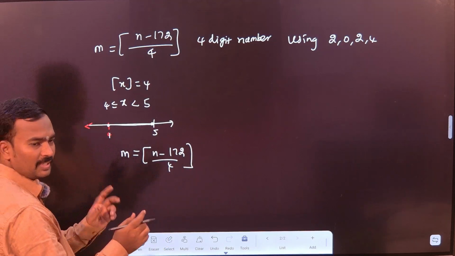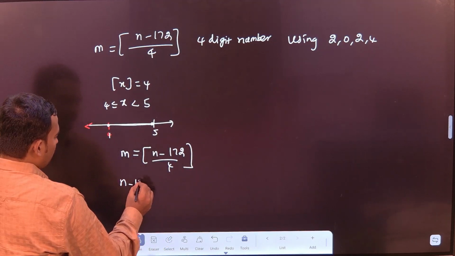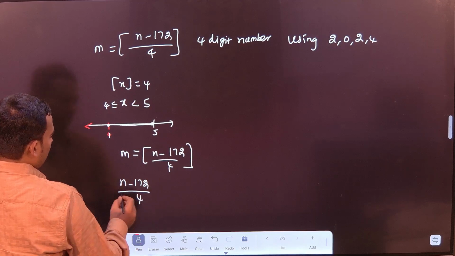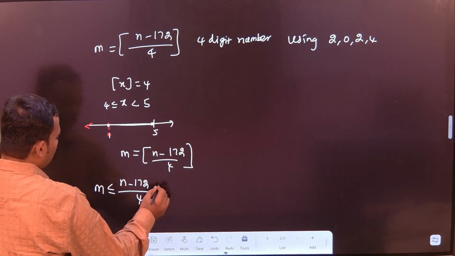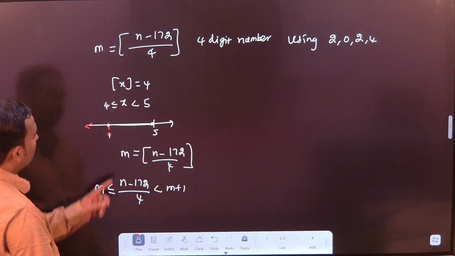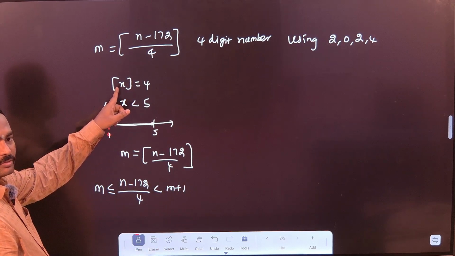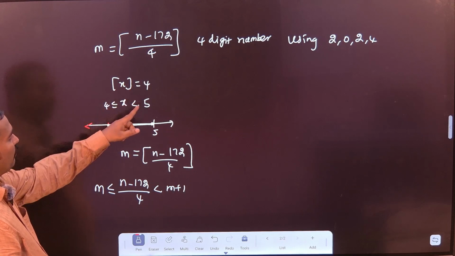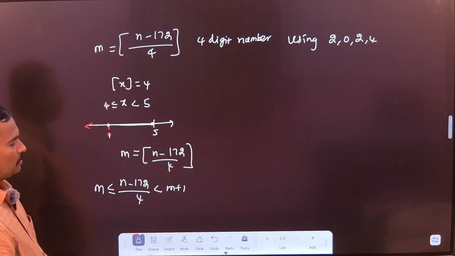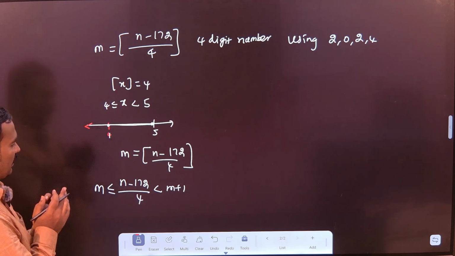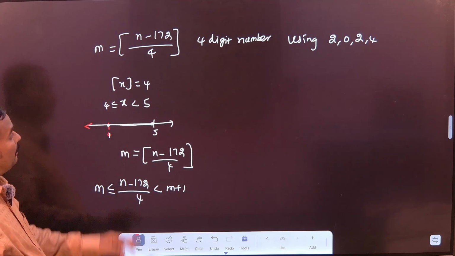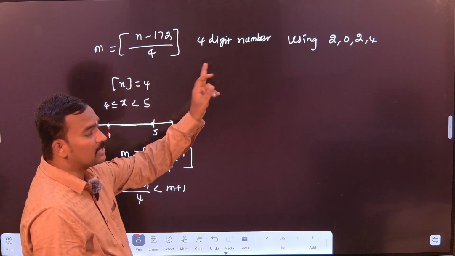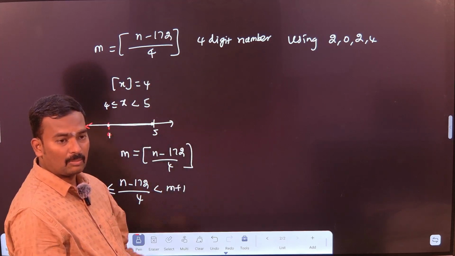So what are the possibilities here? n minus 172 divided by 4 is always from m to m plus 1. You can compare with the greatest integer function of x equal to 4, from 4 to 5, the same way m to m plus 1. Now your target is which m is possible. Here m is a 4-digit integer, right?